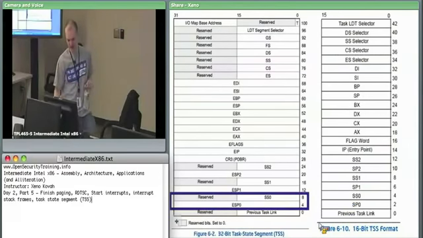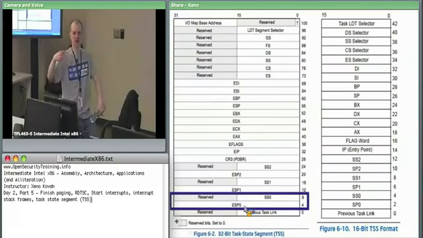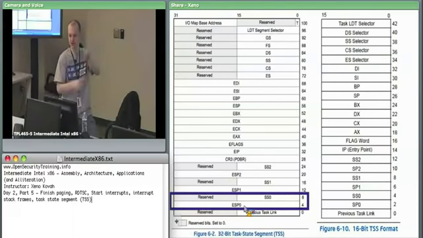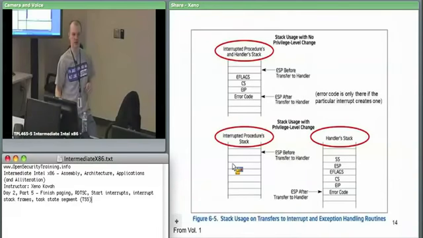The point of this ESP0 is it's saying if there's a privilege level transfer, right? So I'm going from ring 3 to something else. If I'm going 3 to 3, I don't care. Just put it on the same stack. That's what that first picture is. 3 to 3, 0 to 0, don't care. Just dump it wherever ESP is right now. 3 to 0, 1 to 0, 2 to 0, those are all privilege level changes, right?